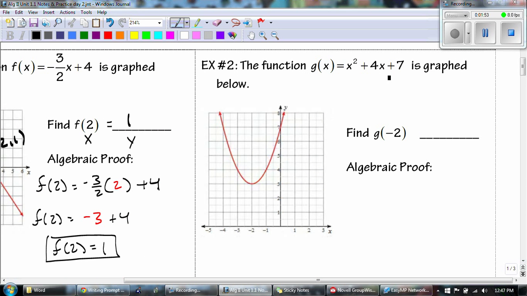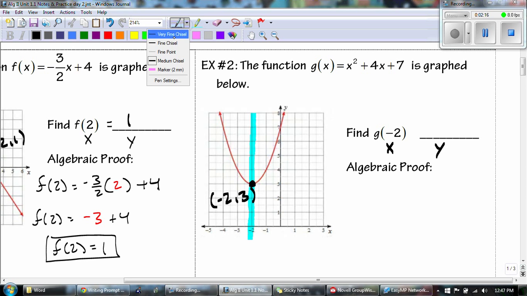The function g of x equals x squared plus 4x plus 7. By looking at the graph and going to negative 2, okay, once again, negative 2 because that's our x. What's our y? Well, it's negative 2 comma 3, so I'm guessing, you know, the graph says it's going to be 3. Let's find out if our algebraic proof gives us the same thing.